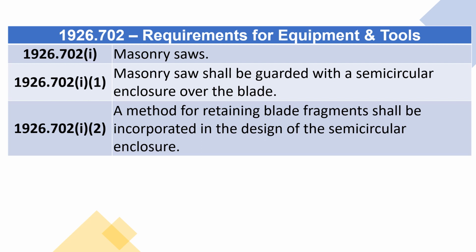1926.702(i) Masonry saws. 1926.702(i)(1) Masonry saws shall be guarded with a semicircular enclosure over the blade. 1926.702(i)(2) A method for retaining blade fragments shall be incorporated in the design of the semicircular enclosure.